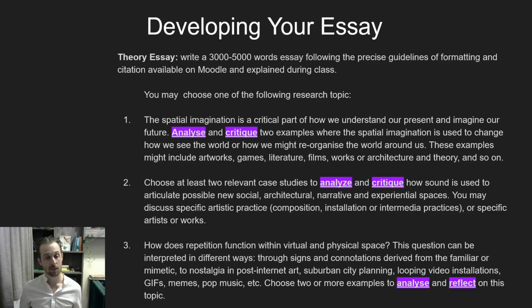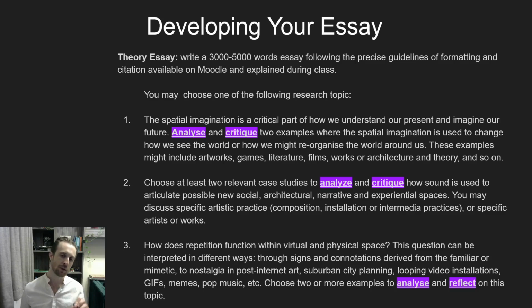You may discuss specific artistic practice, composition, installation, or intermediate practices, or specific artists or works. And the third question: how does repetition function within virtual and physical space? This question can be interpreted in different ways, through signs and connotations derived from the familiar or the mimetic, to nostalgia and post-internet art, suburban city planning, looping video installations, GIFs, memes, pop music, etc. Choose 2 or more examples to analyze and reflect on these topics.